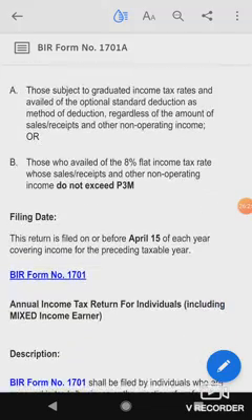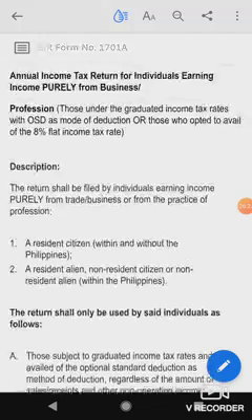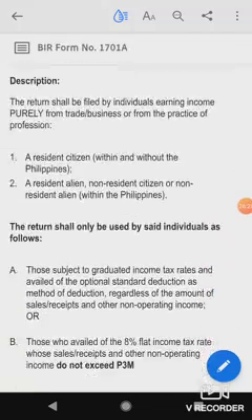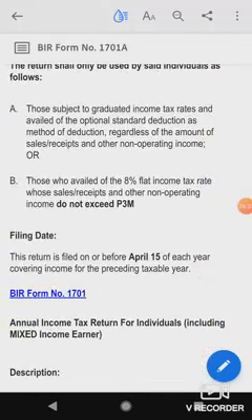So we have the filing date for 1701A. The filing date of this return, 1701A, is on or before April 15 of each year, covering income from the preceding taxable year.